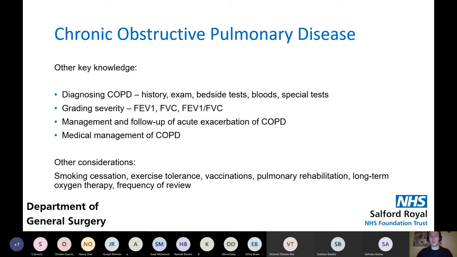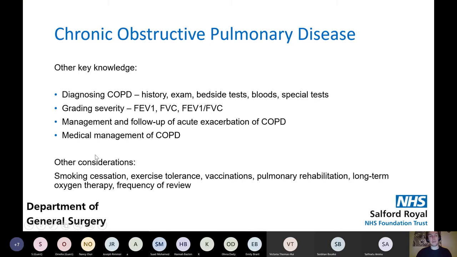Exercise tolerance is an important consideration in these people, because it's going to be key to deciding what kind of things they can have in terms of their treatment. There is the MRC dyspnea scale, and depending on what grade they are, it can lead to referral for things like pulmonary rehab.